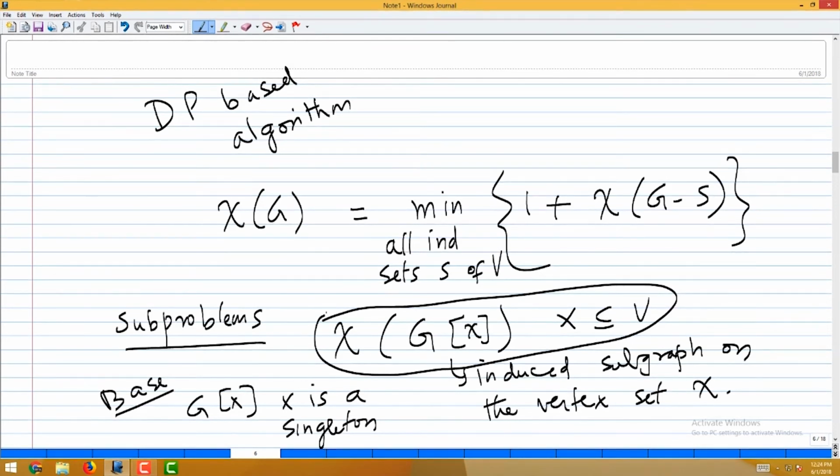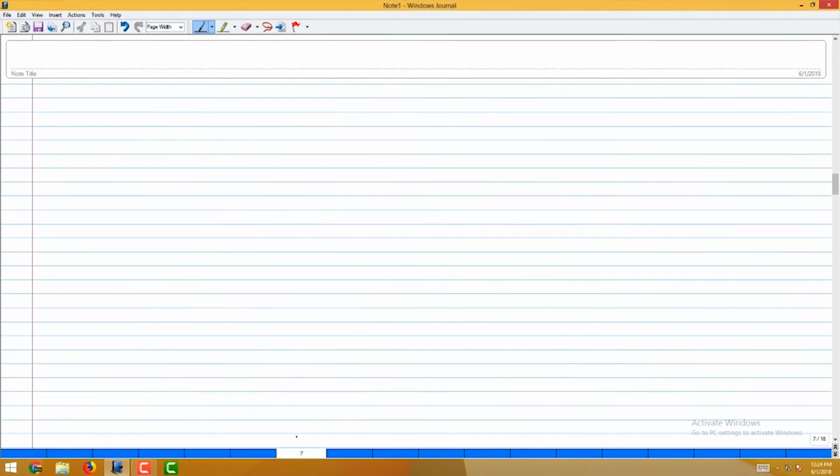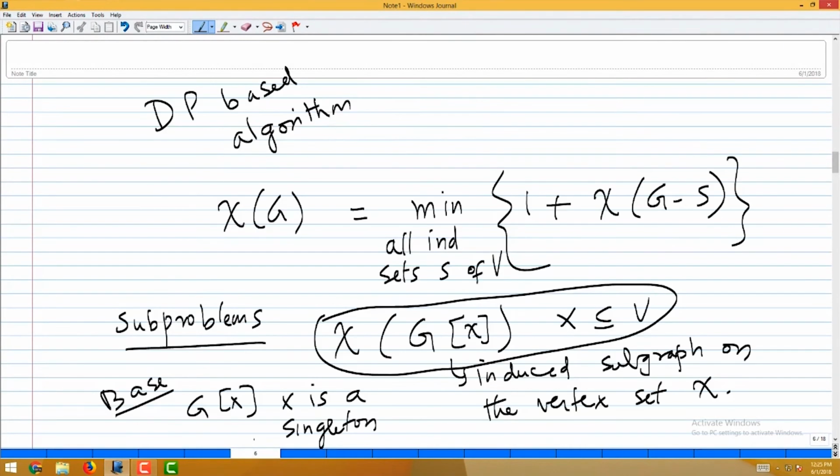So, how many subproblems? For every subset of vertices, I look at the induced subgraph, I am trying to compute the optimum coloring. So, it is 2 power n possible subproblems. I am not being very precise here, it is 2 power n minus 1, maybe, because there is no empty subset, but in the order of 2 power n subproblems. And how much time does it take to compute each solution? Well, this recursive formulation tells you.